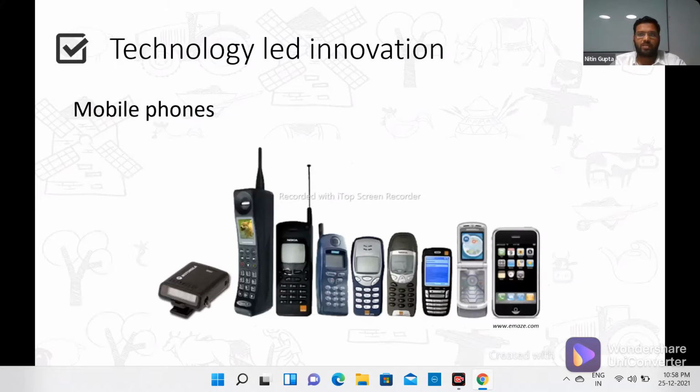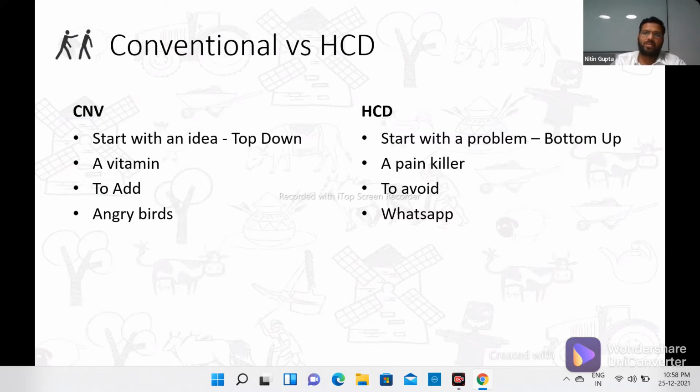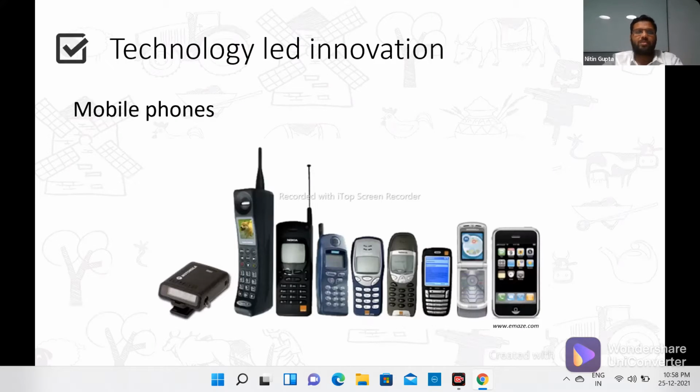I think I've made myself clear what we understand by the human-centered design approach. We are trying to solve a problem. Another classic example I'm going to give is mobile phones. We started with pagers, we went to cordless, and this is a product which came purely based on the availability of technology. As the technology was available in other sectors, maybe lithium-ion batteries were used somewhere else, they could be used in phones. Then you could have larger processors, you could do much more things.